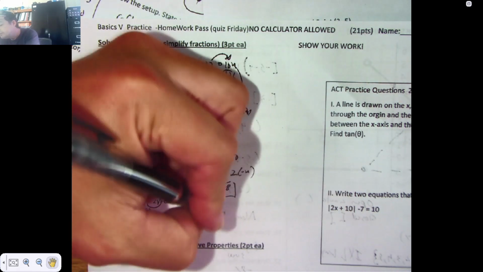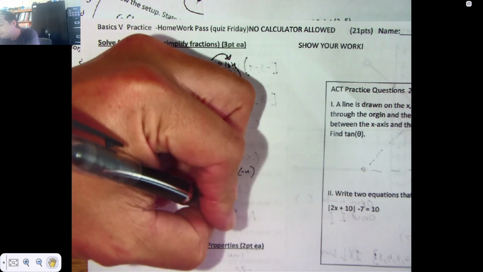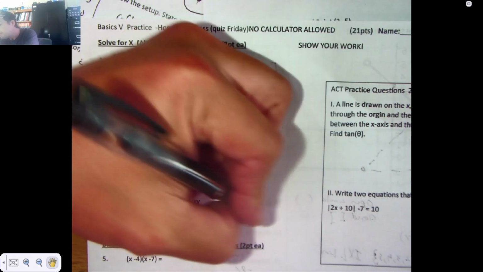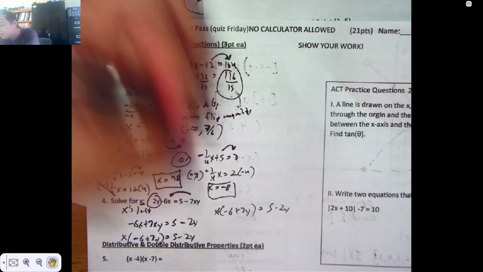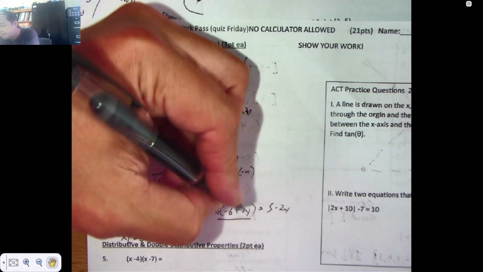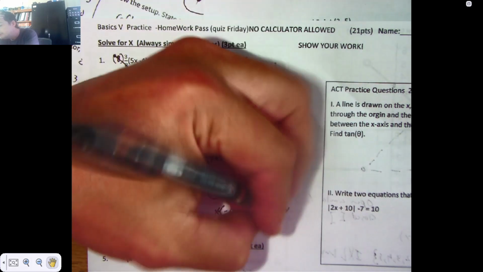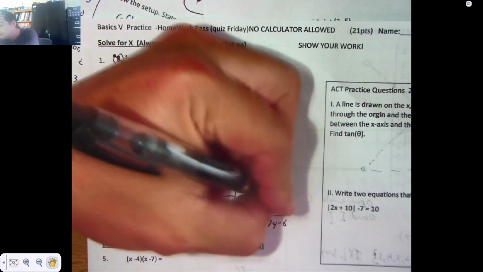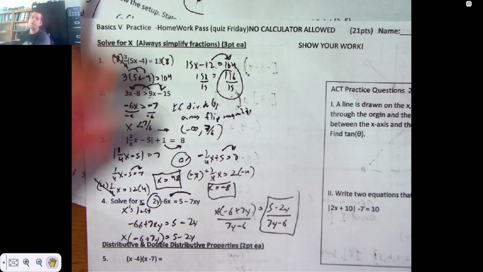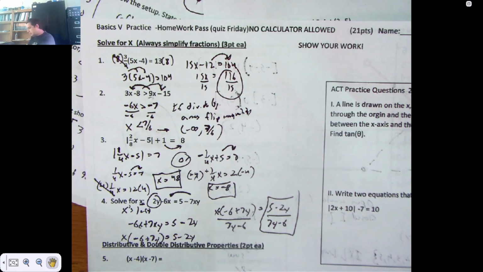Now, let me rewrite this line so you can see what I'm doing. I'm going to counteract that multiplication operation with division. And I'm also going to rewrite this because 7y minus 6 just looks better. And there you go. Done. Because these two canceled.